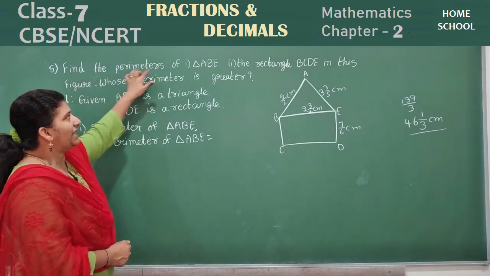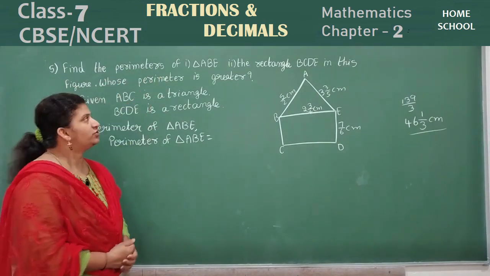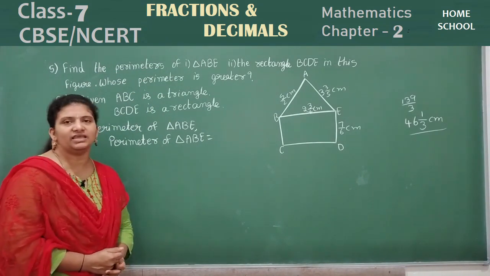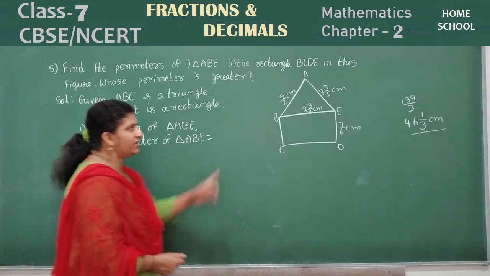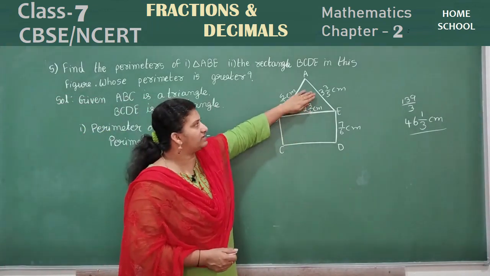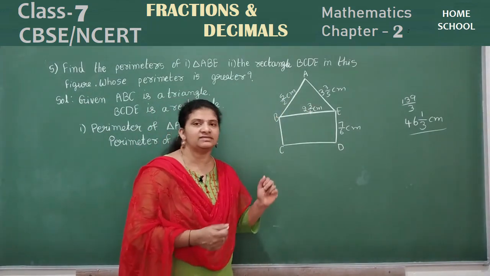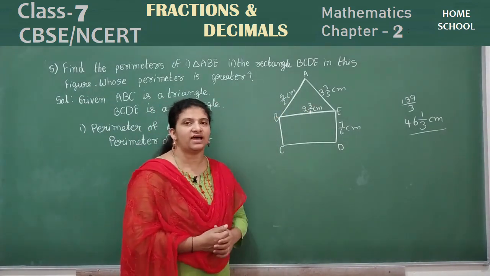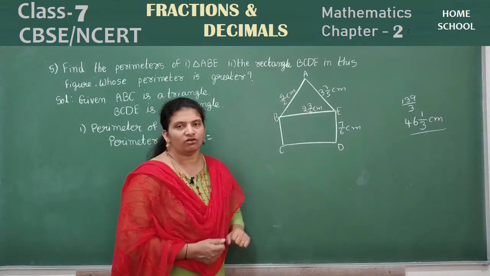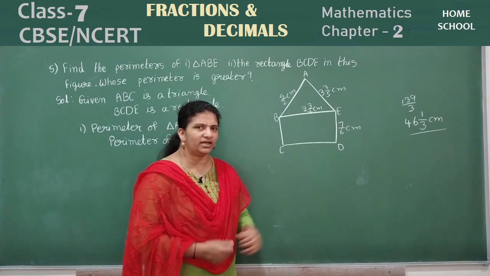Find the perimeters of triangle ABE and the rectangle BCDE in this figure. So can you see the figure here? You can see the rectangle here and you can see a triangle. A triangle has 3 sides and a rectangle has 4 sides. So now what is the perimeter of a triangle? What is perimeter here, children?